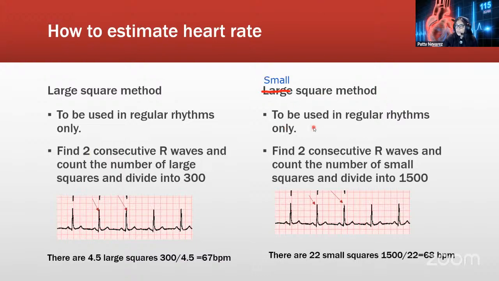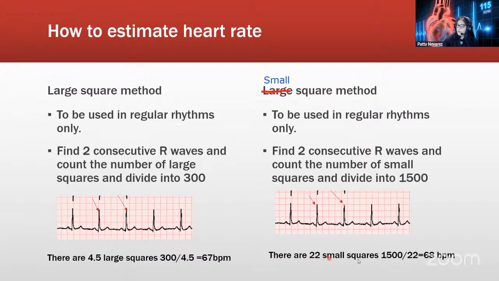We're going to do the same thing. It has to be a regular rhythm to use this method. We're going to find two consecutive R's, and this time we're going to count the number of small squares between two R's. So I'm going to pick the same spot that I picked before. I'm going to start in a large square here. And I know that for every large square, there's 5. So I'm going to go by 5s instead of 1 by 1. So I'm going to go 5, 10, 15, 20, and approximately 22 small squares.